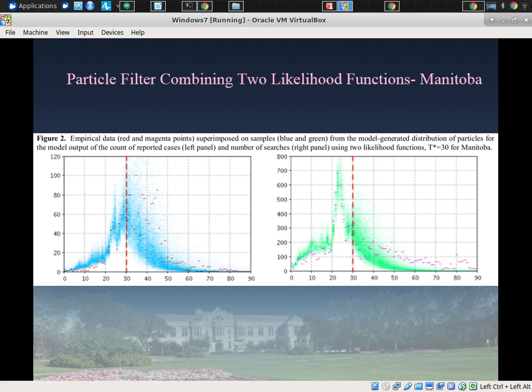Okay, this is the two likelihood functions. Now, there's a lot going on in this slide, so I need to spend a little bit more time on this one, even though we are overdue for lunch. First of all, two likelihood functions, what does that mean? In particle filtering, until the red line, we're taking into account the clinical data. Particles are judged and held to account in terms of how well they match the clinical data, but we're also holding them to account in terms of how well they match the search data, right?